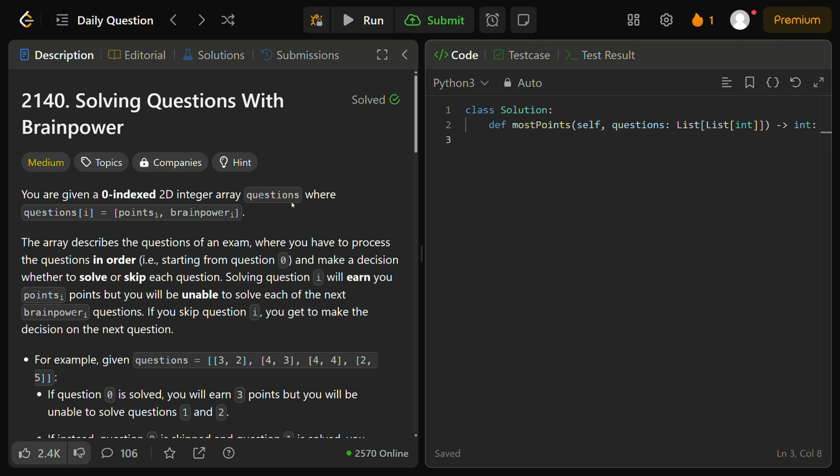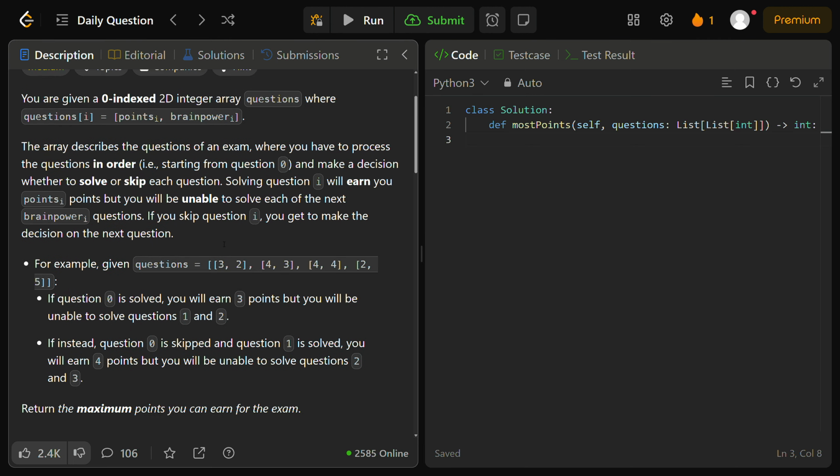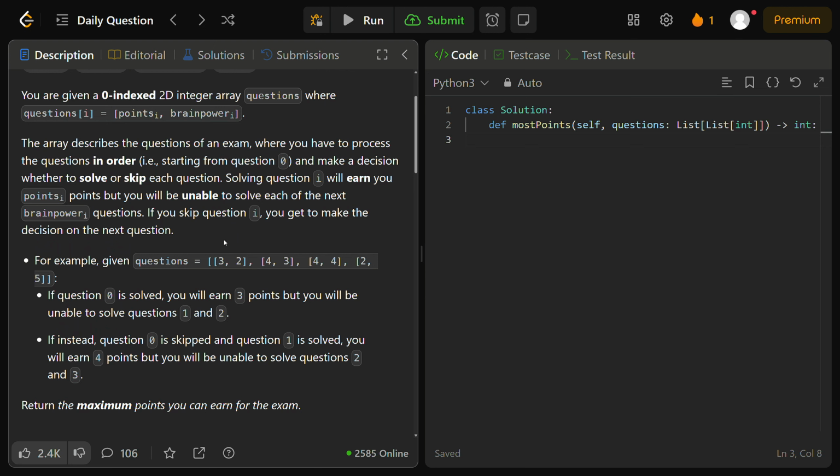We're given a zero-indexed 2D integer array questions, where questions at index I corresponds to points and the brainpower for that specific index I. The array describes the questions of an exam where we have to process the questions in order, which basically means we start from question or index 0 and make a decision whether to solve or skip a question.